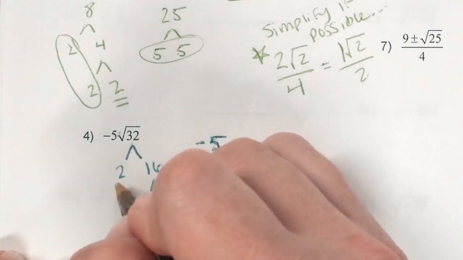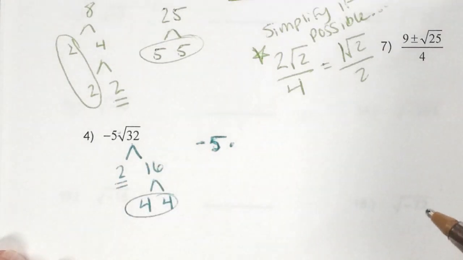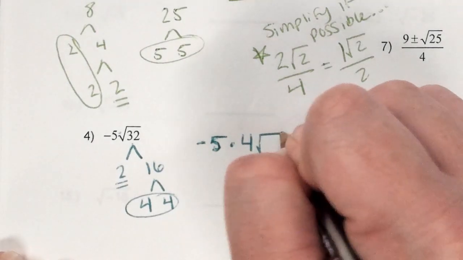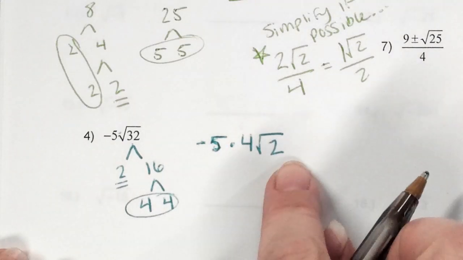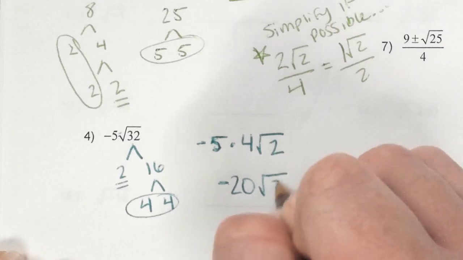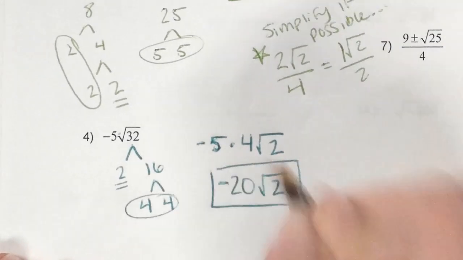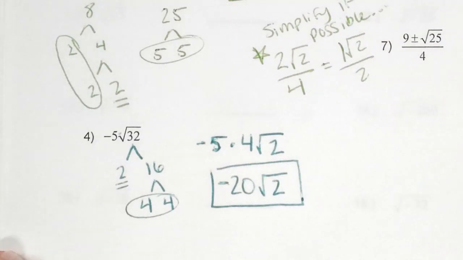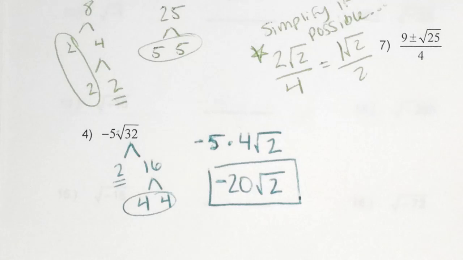Okay, and knowing that, what am I taking out? 4. And what's going back in the house? 2. But I can simplify this. What's -5 times 4? -20. Any questions with that? Okay, so look at number 5.